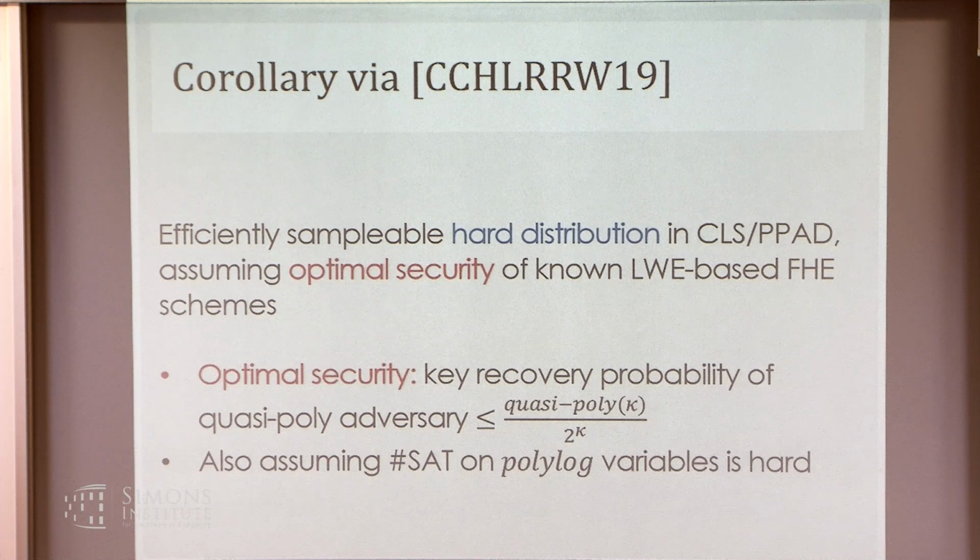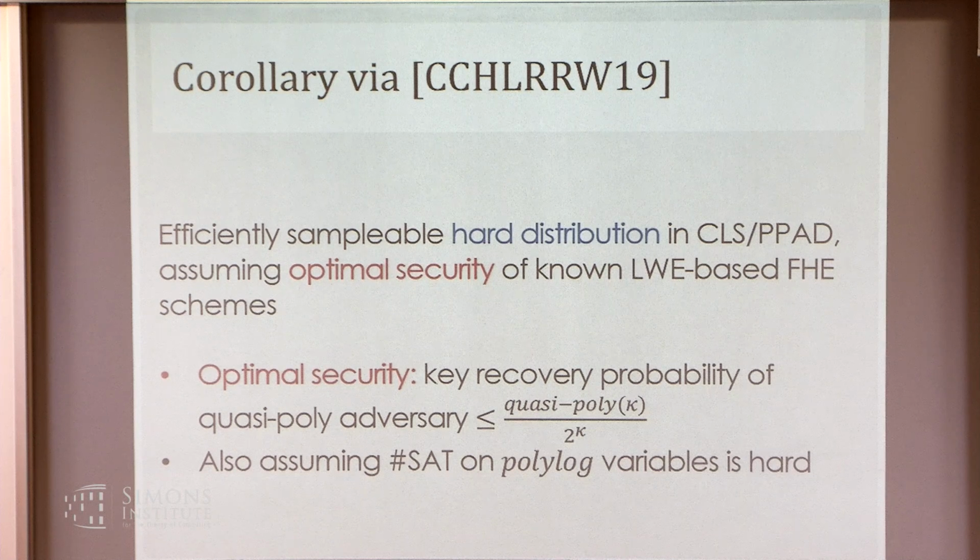Algorithms do not apply here? No. They would run in less than exponential time and totally recover the key, but it's not known how to run them in quasi-polynomial time and succeed. That's an important distinction. Okay, and we also have this extra assumption. That's a much more reasonable assumption.